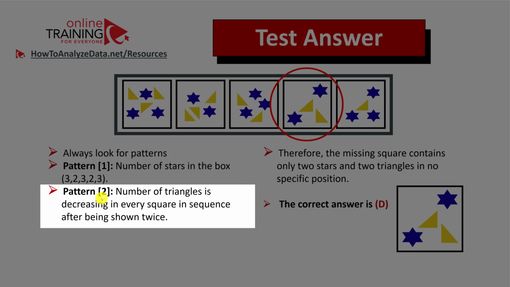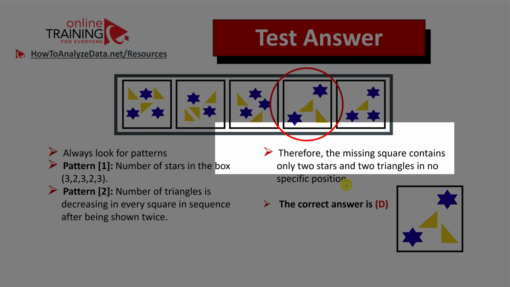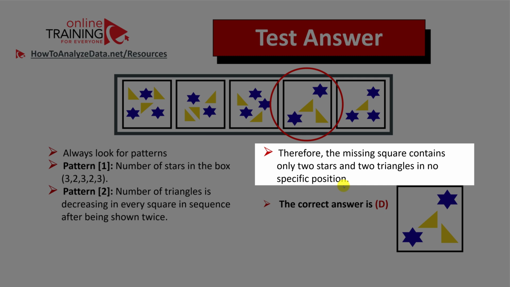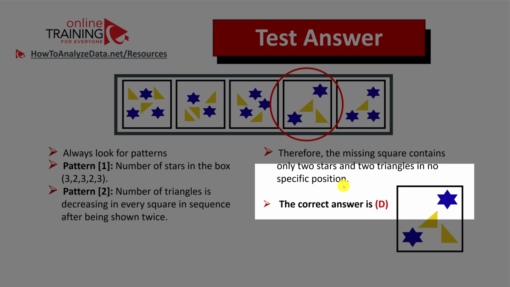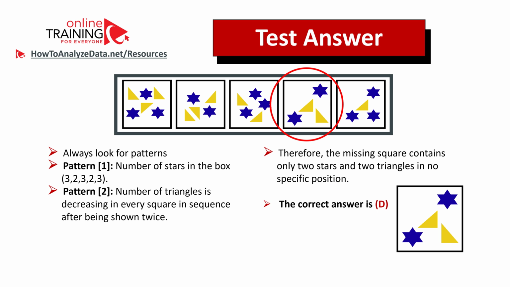There's also a pattern of decreasing triangles, and you see that the number of triangles is decreasing in every square in sequence after being shown twice. For example, object number 1 has 3 triangles. Object number 2 also has 3 triangles. Next object has 2 triangles. So following this pattern, the missing object will also have 2 triangles. And then the last one will have one triangle. This is why the missing square contains only 2 stars and 2 triangles in no specific position. So the correct answer here is choice D. Hopefully you've nailed this question and now know how to answer similar problems on the test.